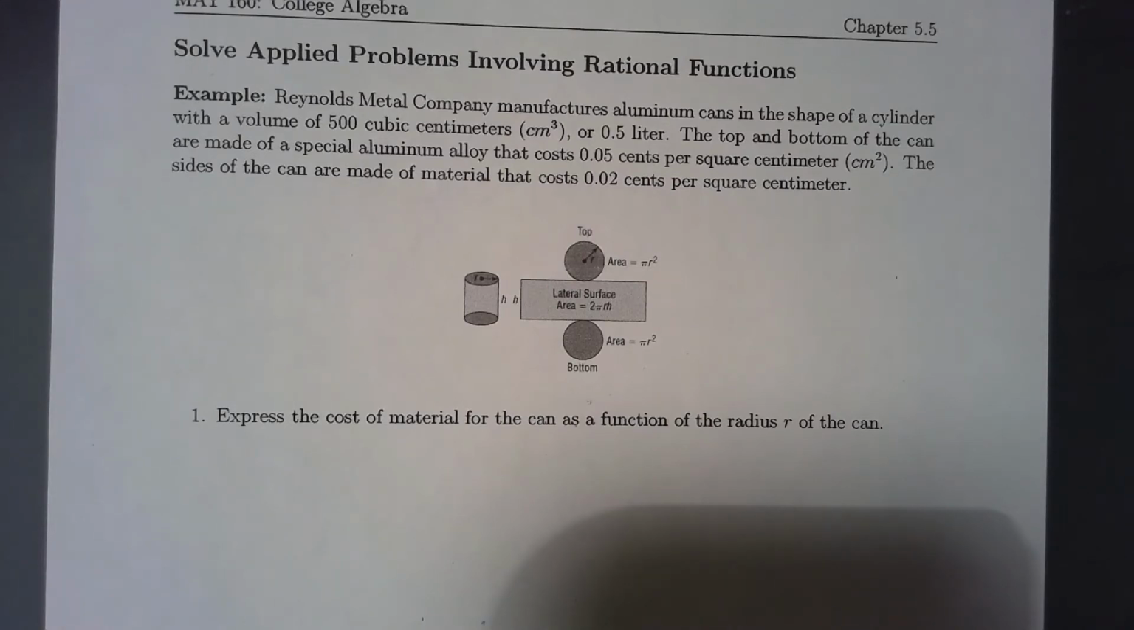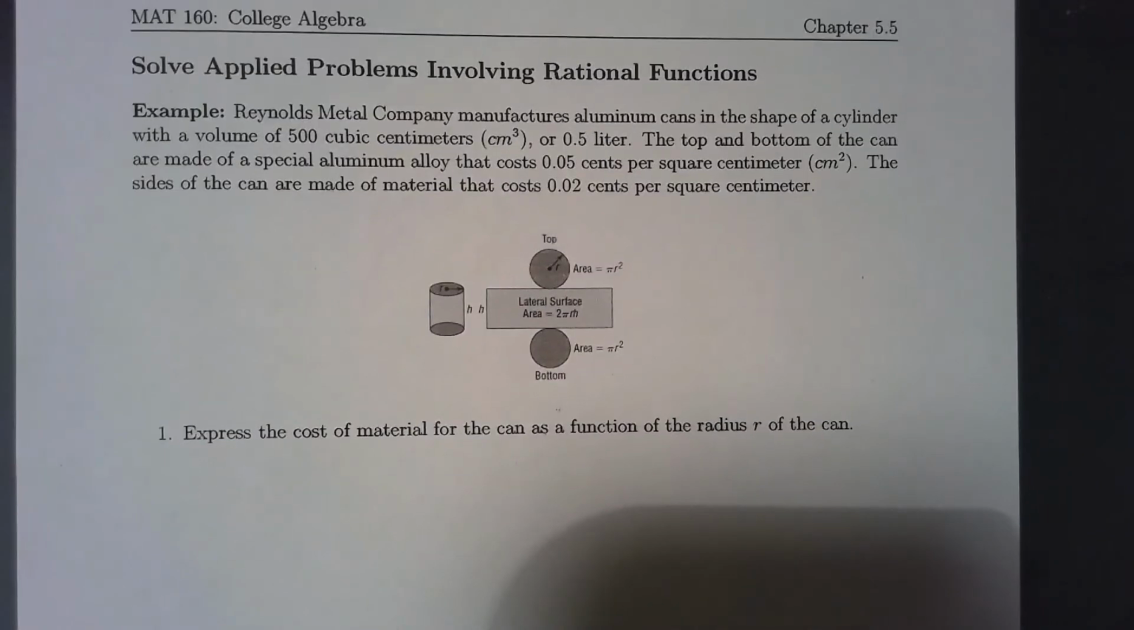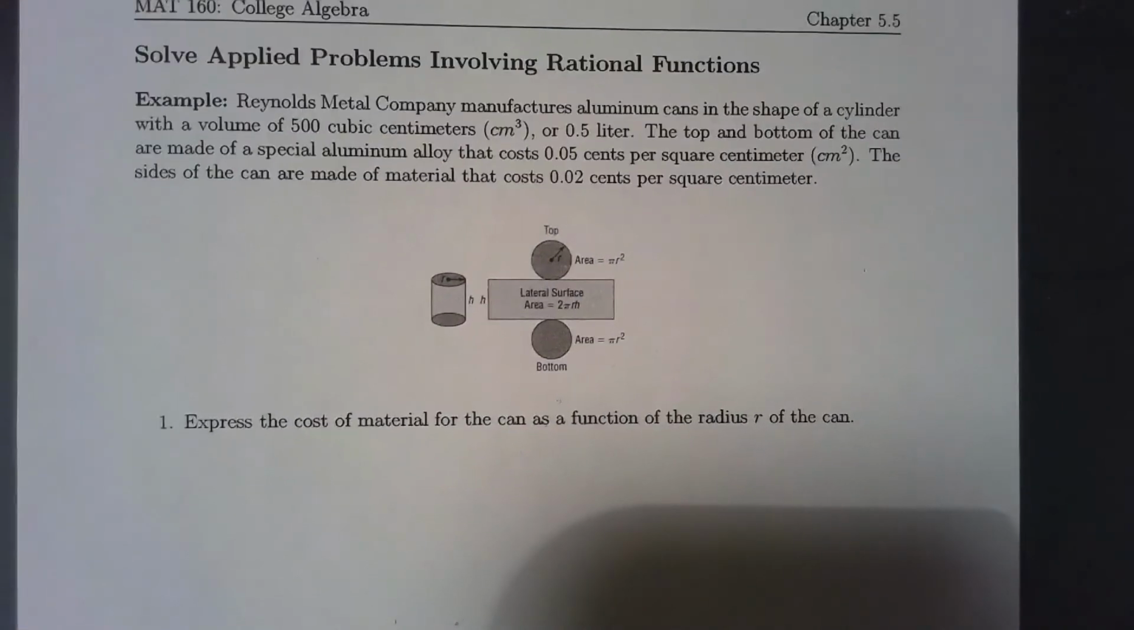So this metal company manufactures aluminum cans in the shape of a cylinder with a volume of 500 cubic centimeters, or 0.5 liters. Same thing, different units. The top and bottom of the can are made of a special aluminum alloy that costs 5 cents per square centimeter. The sides of the can are made of a material that costs 2 cents per square centimeter.